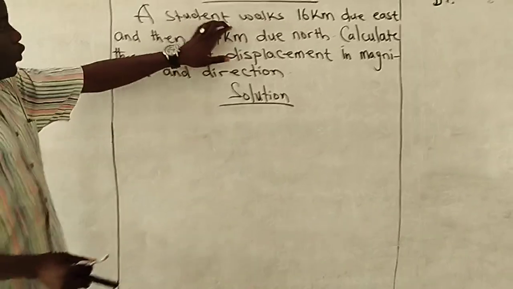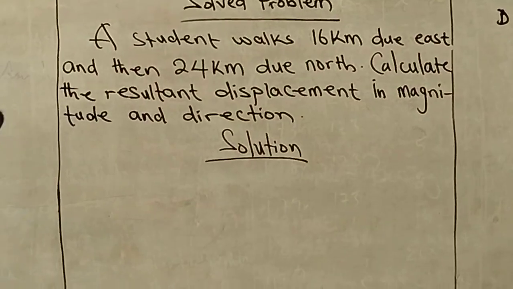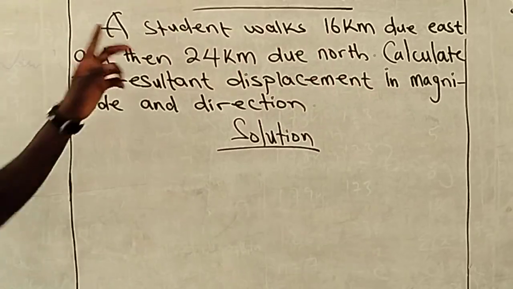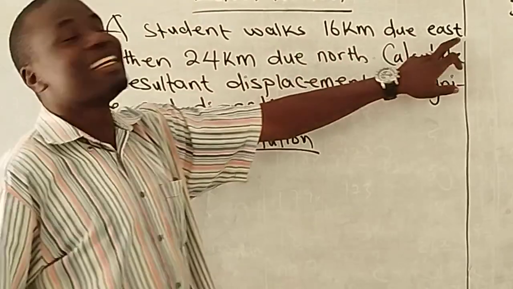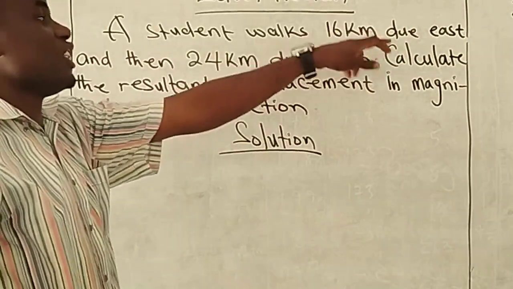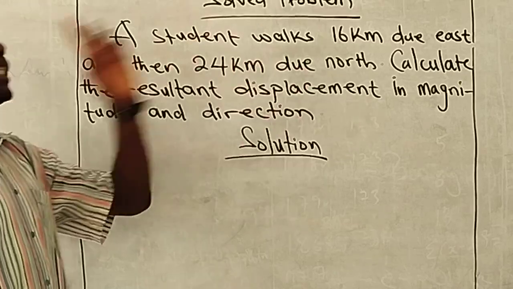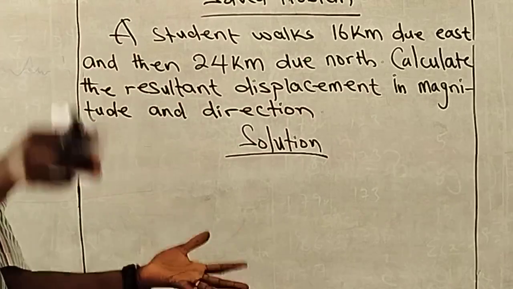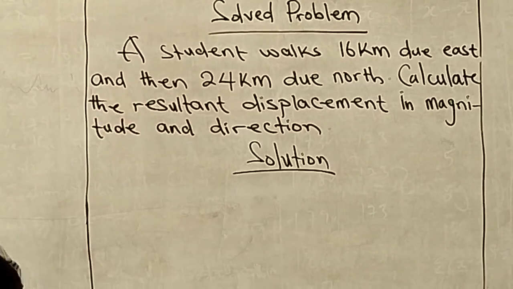So let's read the questions. So a student walks 16 kilometers due east, and then 24 kilometers due north. Wani ɗalibi ne ya tafi kilomita 16 ya nufi ina gabas. Daga nan bayan da ya nihi gabas ya tafi kilomita 16, daga nan kuma sai ya juya sai ya nihi arewa ya tafi kilomita na 20. To ana son a gano resultant displacement, total distance covered in magnitude and the what, and the direction.